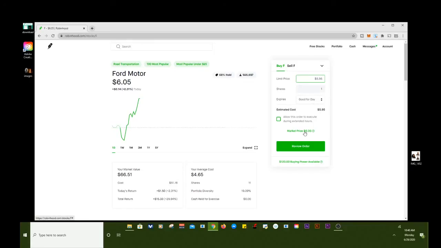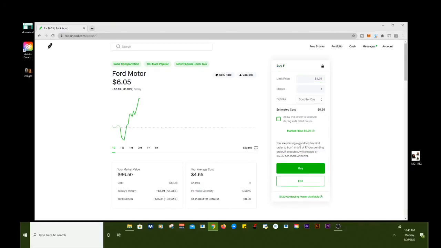Send me an email receipt. What I would do is review my order. You are placing a good-for-the-day limit order to buy one share of Ford. Your pending order, if executed, will execute at $5.95 per share or better.